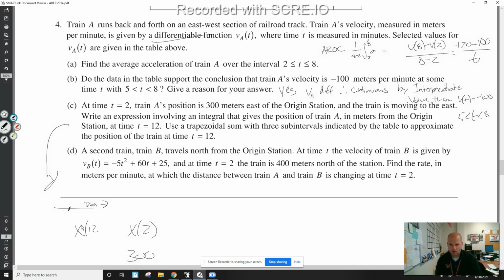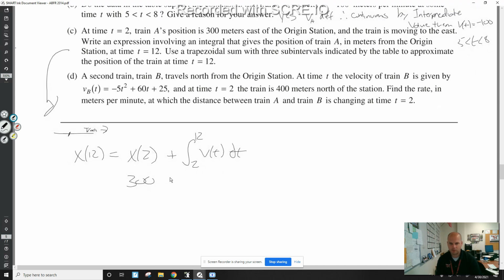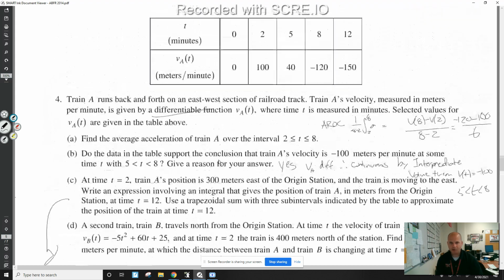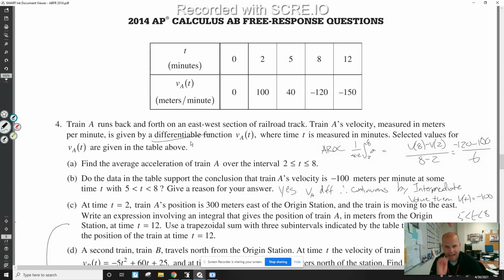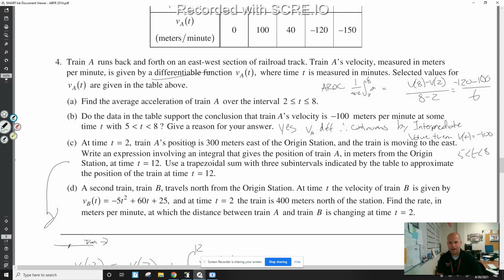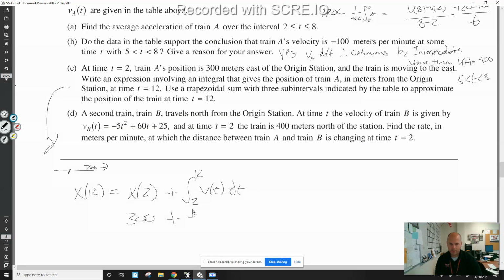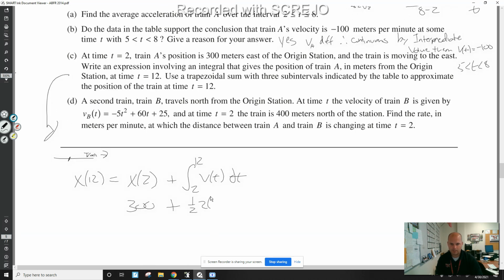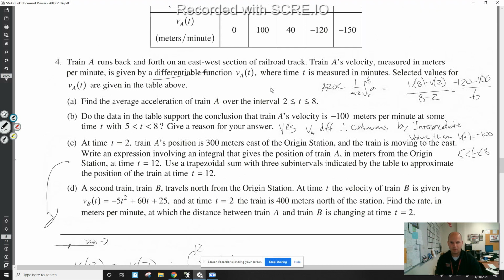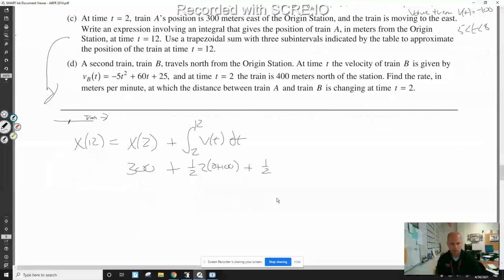To find x of 12, we need the area under my velocity, the displacement. Okay, so I start with that. This is the integral expression. Now, the trapezoidal Riemann sum comes from all this data. Don't spend any time trying to calculate this. Holy cow. Okay, 1/2, my base length of 2, my heights of 0 and 100. That's trapezoidal. Plus 1/2, my base length of 3, heights of 100 and 140.